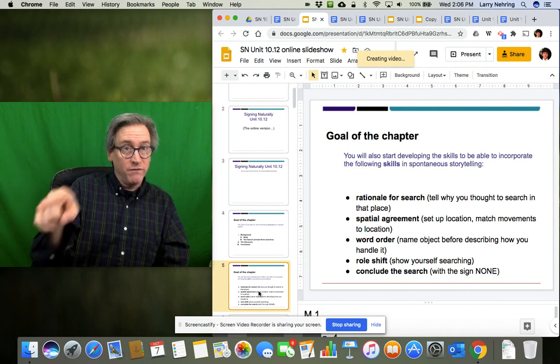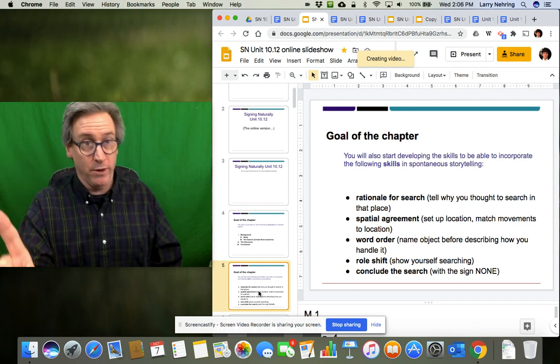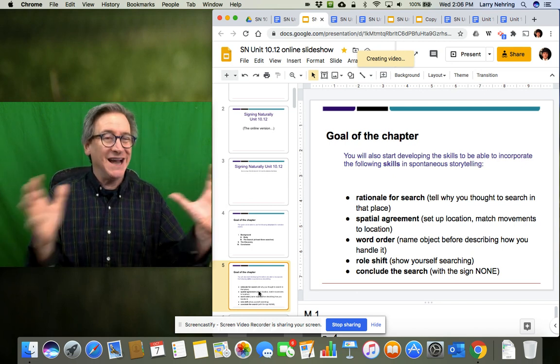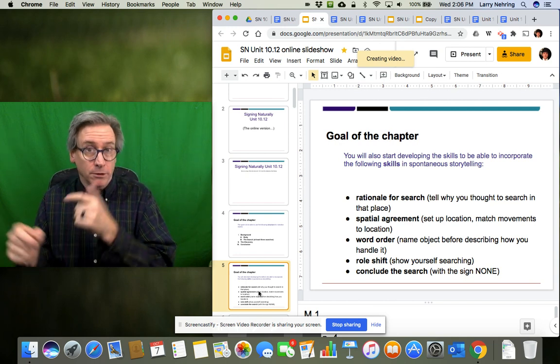So I set up the door over there, and then I went. So I set up who I am and where I'm going. Okay, so that's word order, idea order. What order of information do we have so that it's clear?